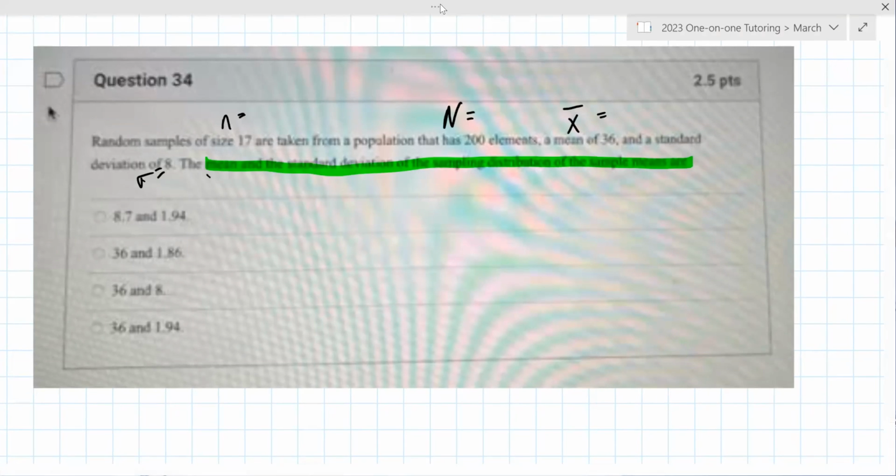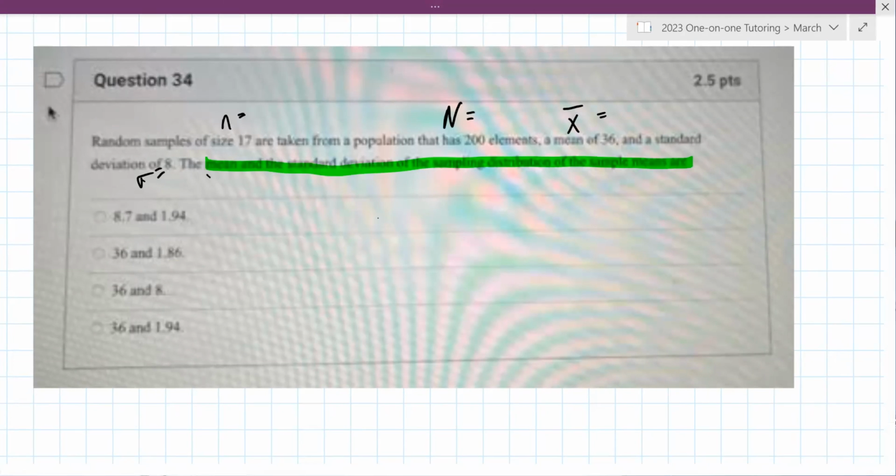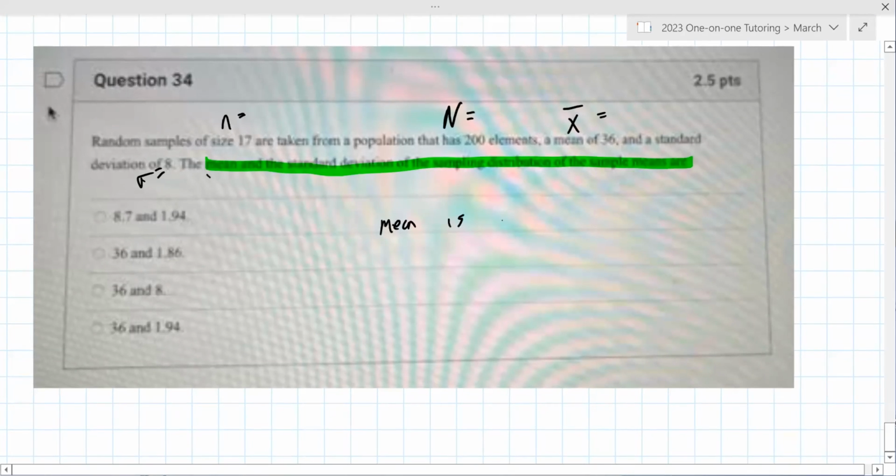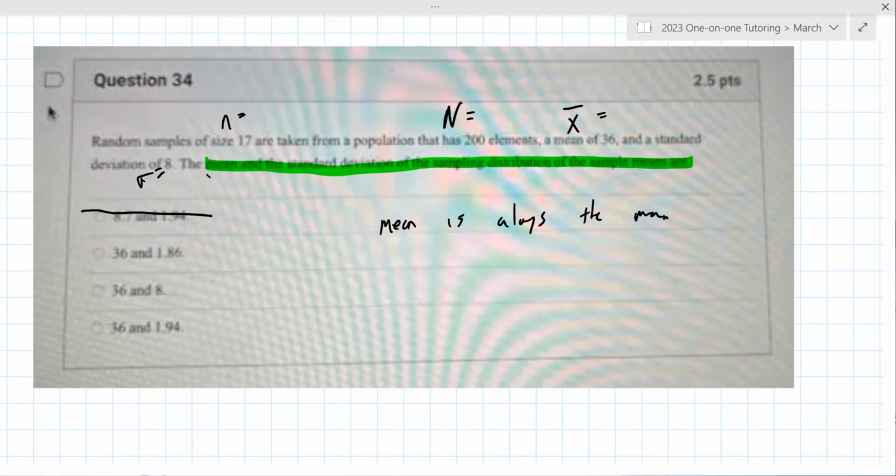So the easy part here is that the mean is always the mean. But in your multiple choice here, that doesn't help. That just gets it down to this, okay? Let me pull up your equation sheet. I believe there might have been a correction factor in there.